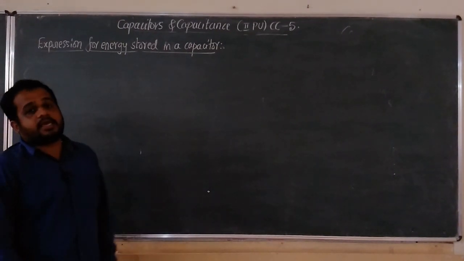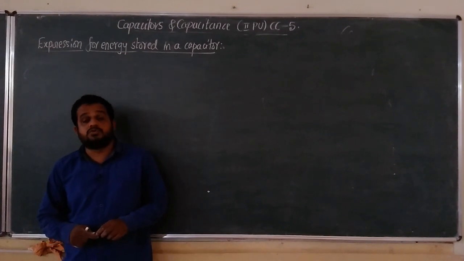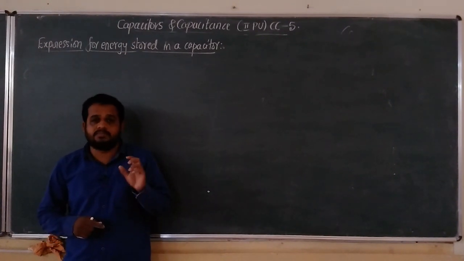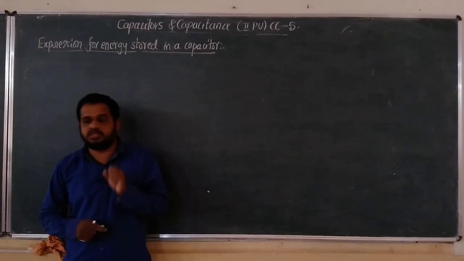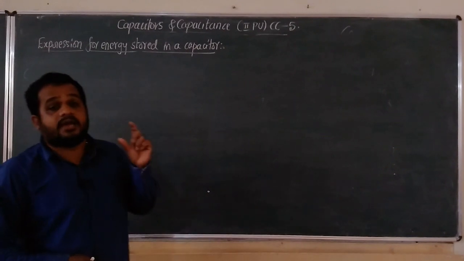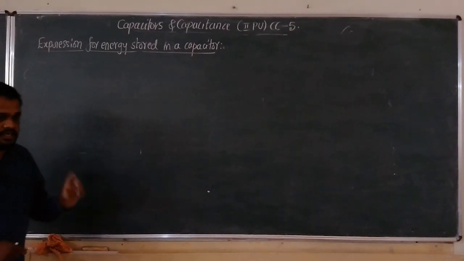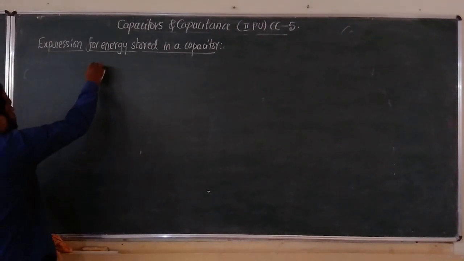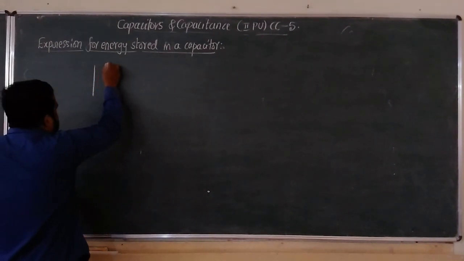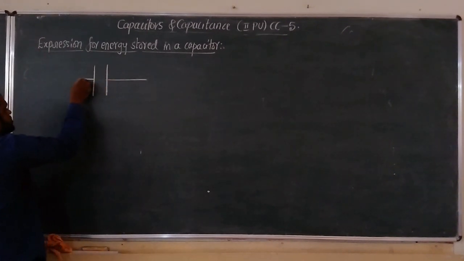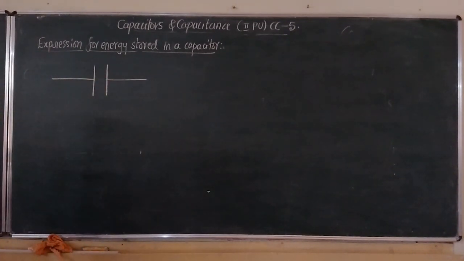Now we know that a capacitor is a device which is used to store energy, electrical energy, or simply it is used to store charge. When charge is stored in the capacitor, what is the expression for the amount of energy stored in it, that we are going to derive in this chapter. Now if you consider a capacitor, this is the circuit symbol of a capacitor. Let us consider the case of a parallel plate capacitor.